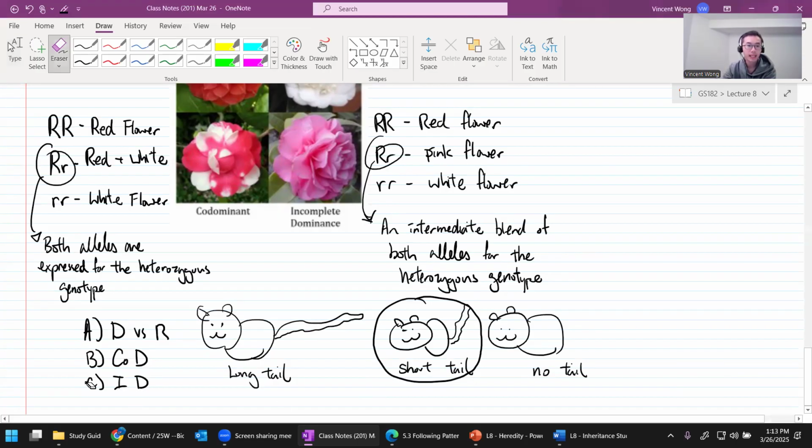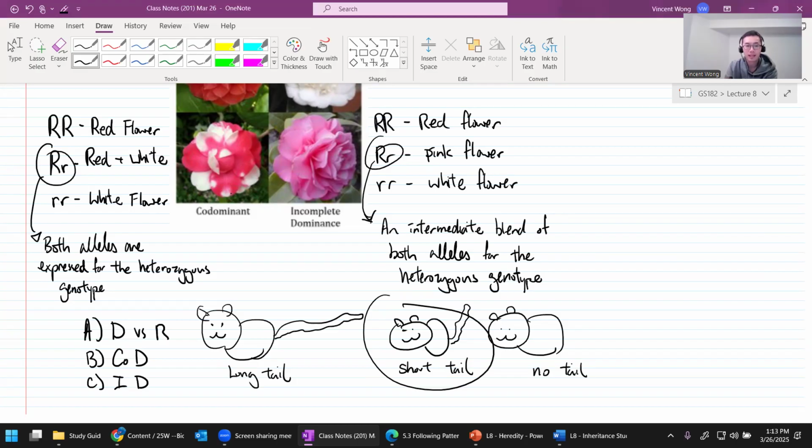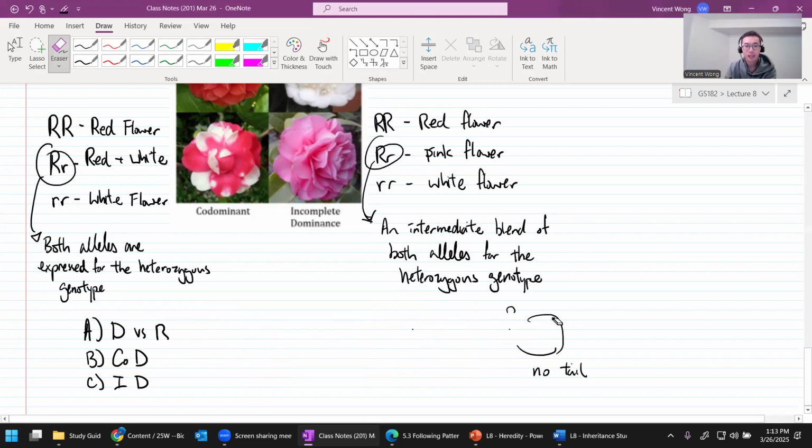Yes, this would be incomplete dominance because short tail is an intermediate, right? Like a middle version of long tail and no tail. You're gonna get short tail. It's not codominance. Codominance means both have to show up, right? Okay, both have to show up. In this case, that's not what happens. Okay, I'm gonna try one more with you.